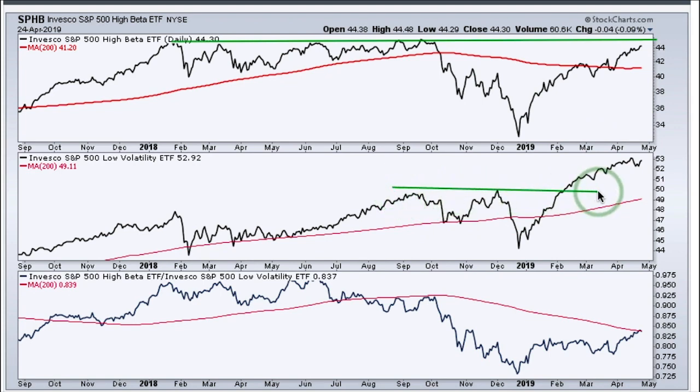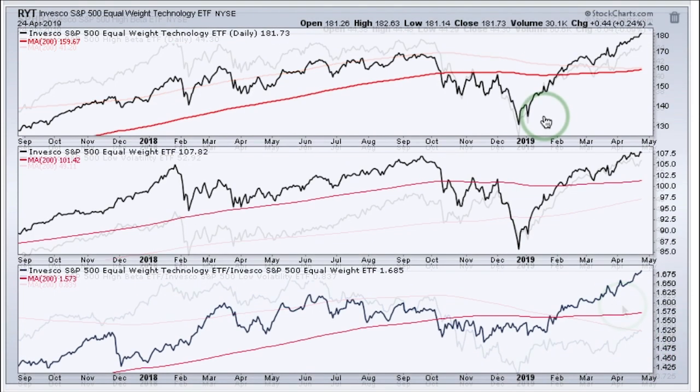The low volatility ETF hit new highs there in February as well. And we can see a little bit of outperformance here from the high beta ETF because it got a breakout in April. So that shows a little bit of movement into high beta stocks.